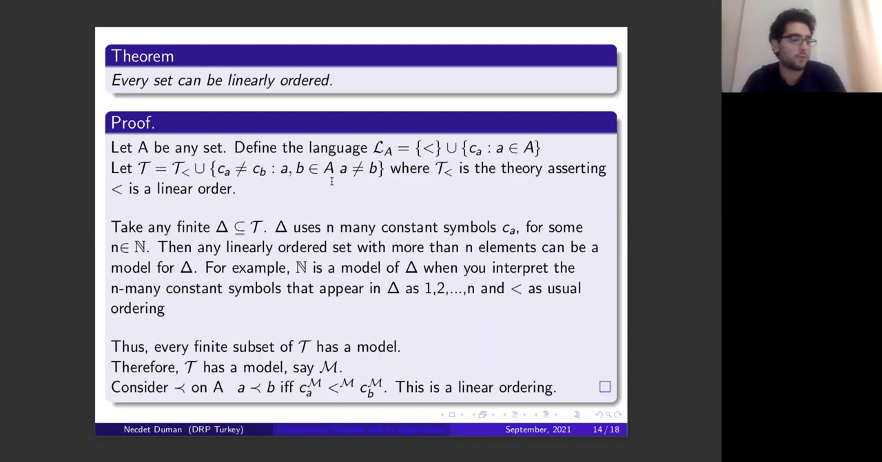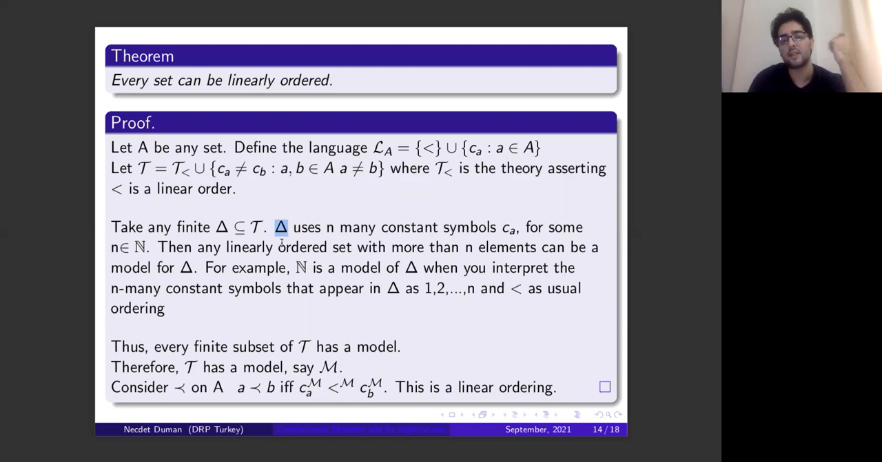Now we want to apply the compactness theorem. So we just have to show that every finite subset of our theory has a model. To do that, we take any finite subset of our theory, delta. Because delta is a finite subset, it has something from the linear order axioms and finitely many of the inequality sentences. Because there are finitely many sentences of the form c_a is not equal to c_b, there are finitely many constant symbols appearing in this delta. Say n many constant symbols appear in delta.